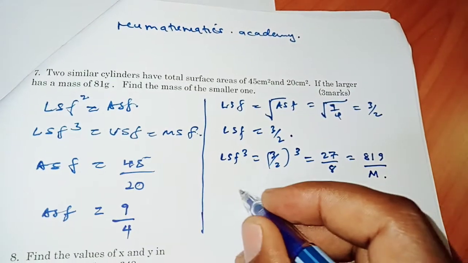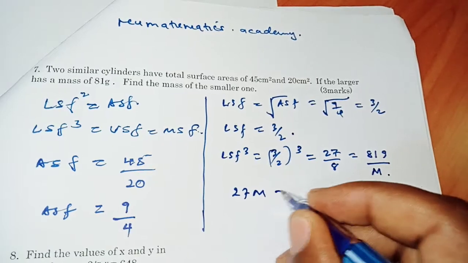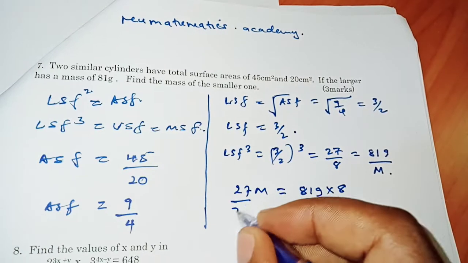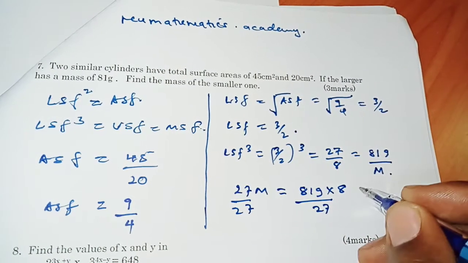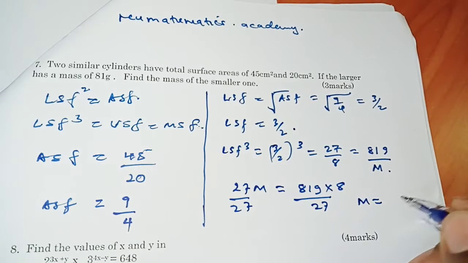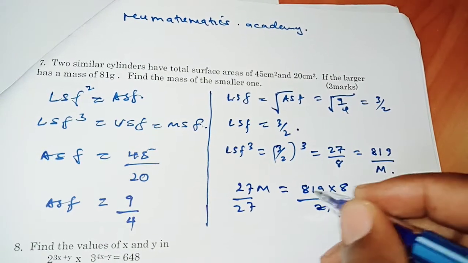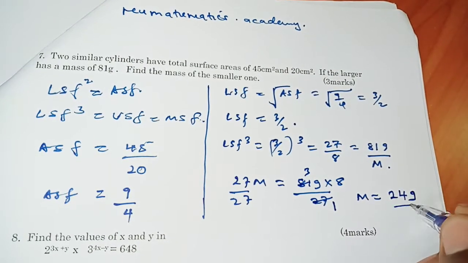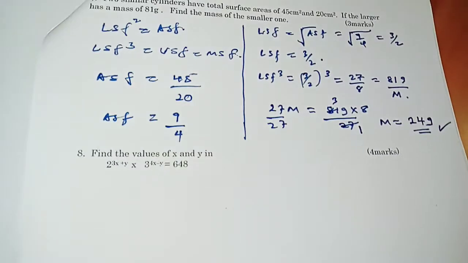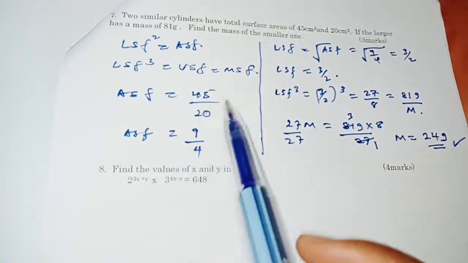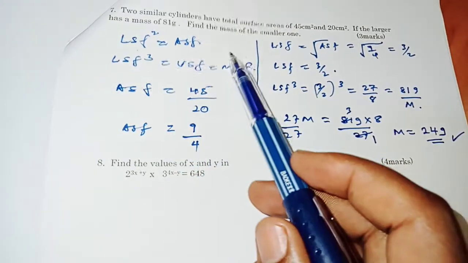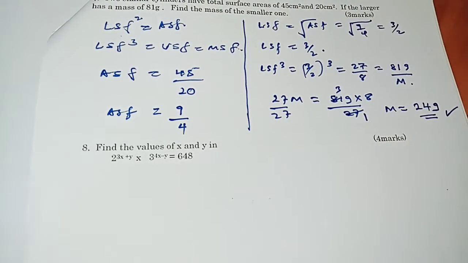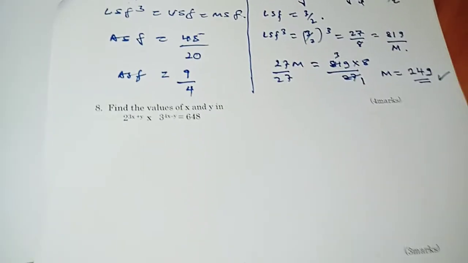So when you equate and solve, you're going to have 27m is equal to 81 grams times 8. So you can divide both sides by 27, and now the mass will turn out to be equal to, when you divide, 81 by 27 is 3, so you're going to have 3 times 8 grams, which is 24 grams, and that's the answer. Okay, so make sure you remember the concept of linear scale factor and how it is related to area scale factor, and how it is also related to mass and volume scale factor respectively. Okay, over to the next question.